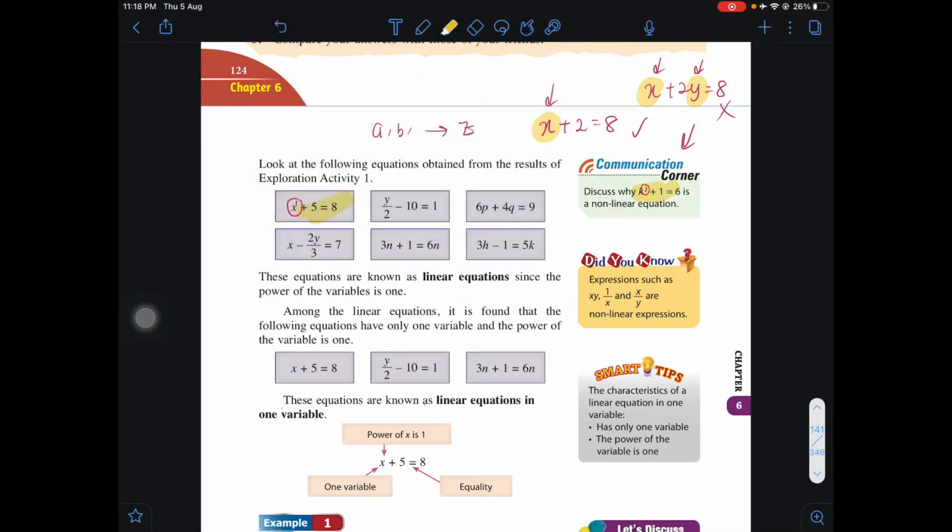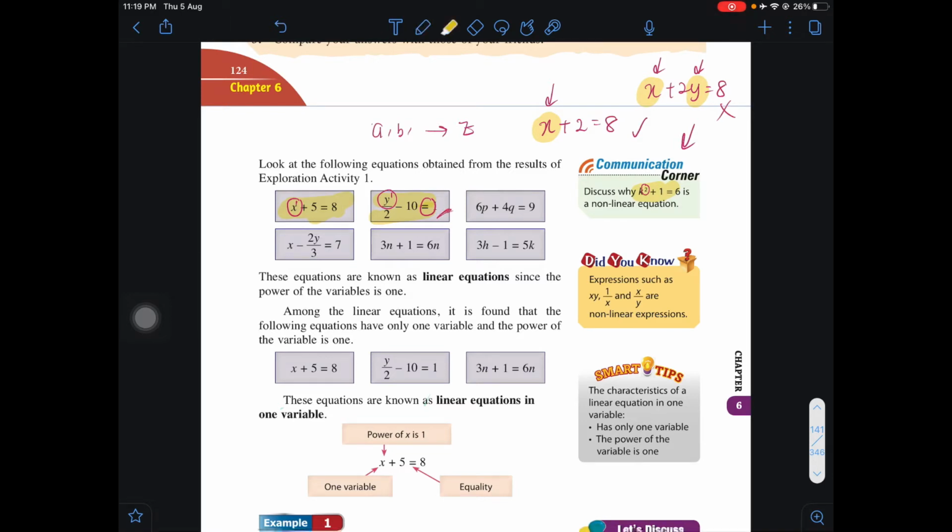Okay, this one is a linear equation in one variable because it has only x. Okay. So y equal to 2, y over 2 minus 10 equal to 1. Yes, it is a linear equation. Linear because the y is to the power of 1. Equation because it has an equal sign. And one variable because there is only y. Okay, so this is a linear equation.